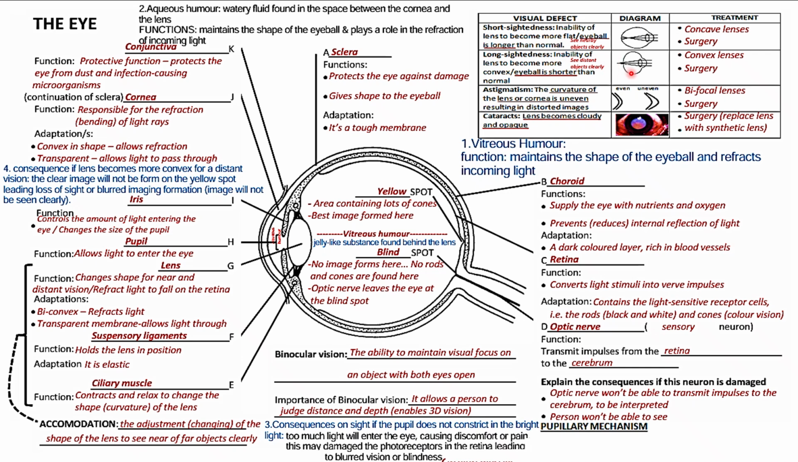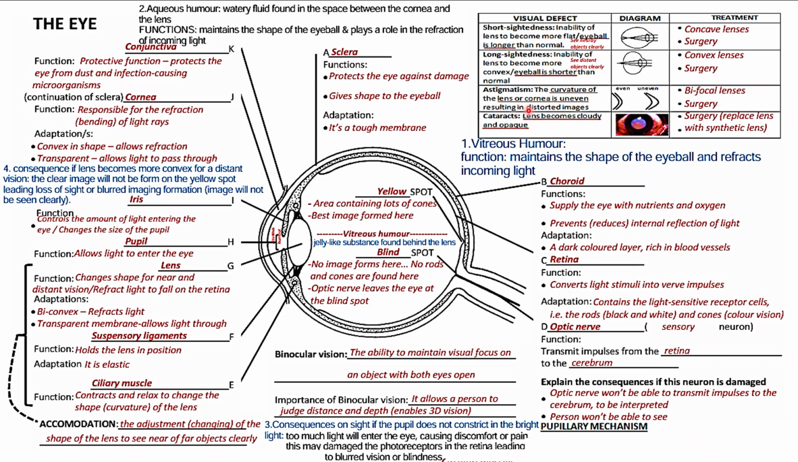And the reason is that the eyeball is too short, as you can see. It is not long enough to allow the light to fall on the retina. And how will you treat such a condition? You use convex lenses or surgery. Then we have astigmatism. What is astigmatism?